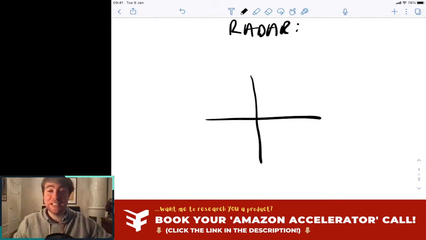Because this is really the fundamental thing you need to know if you want to find products. If you understand the radar, you understand how to find products on Amazon. If you don't understand it, then it's just not going to happen.